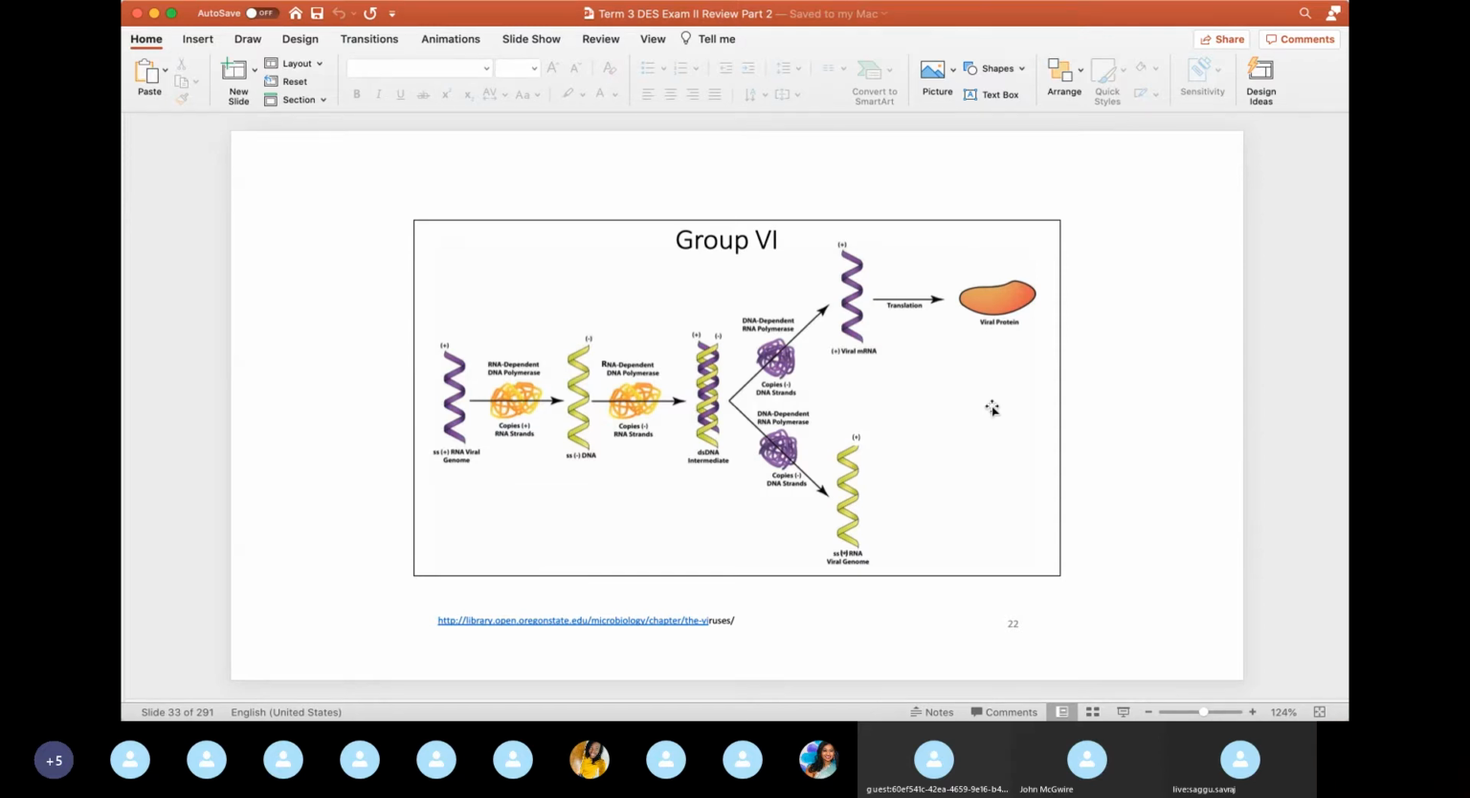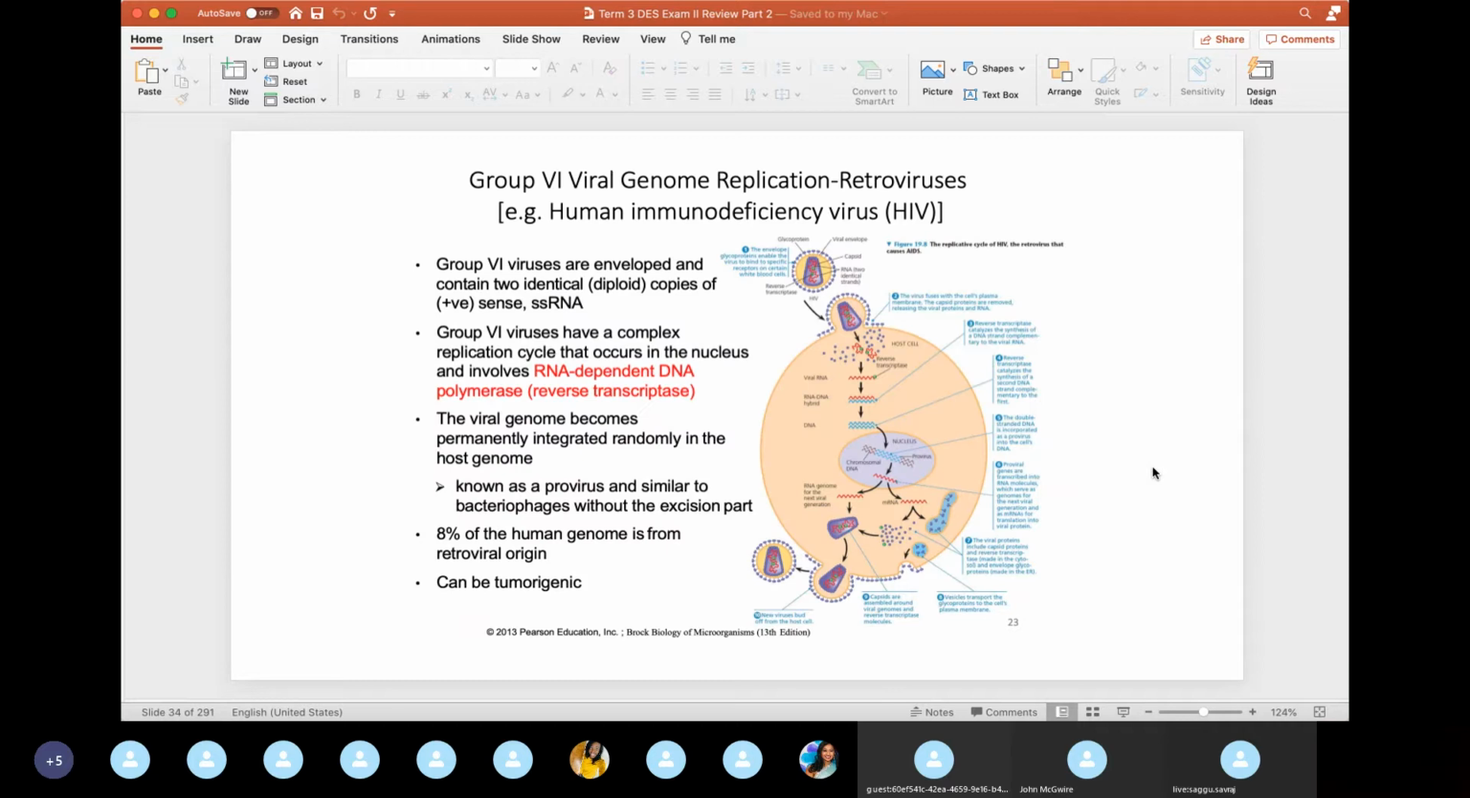As you can see here, what's the schema of the classification? If we have a positive viral mRNA, this can be translated directly into the proteins. Group 6, you need RNA-dependent DNA polymerase to convert it to double-stranded DNA. Example, high yield is your retroviruses, HIV.